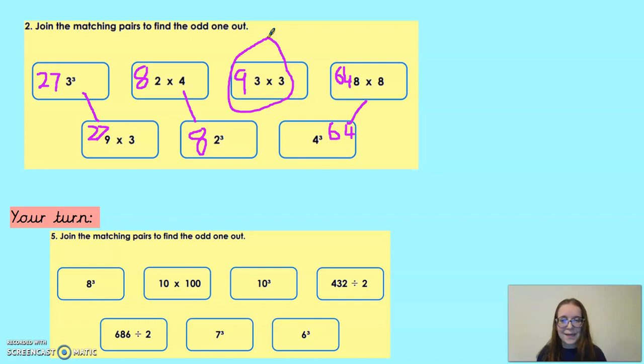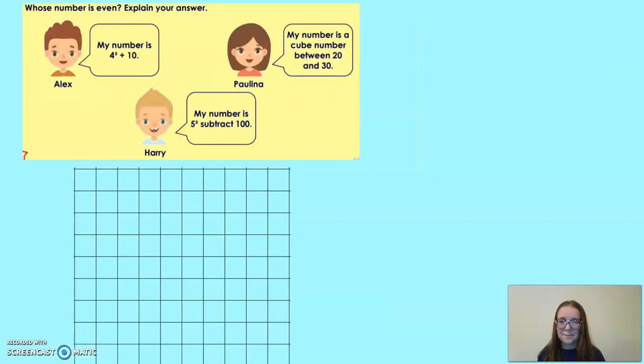Okay, now pause me again, have a go, this is your turn. Join the matching pairs to find the odd one out. You've got a couple of cheeky division questions, but if you look, you're just dividing by 2, so you can half these numbers to help you out. Have a go.